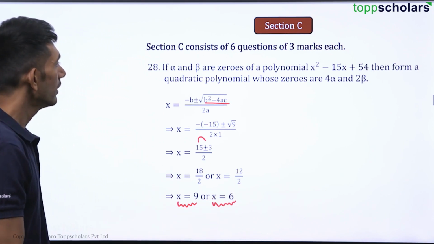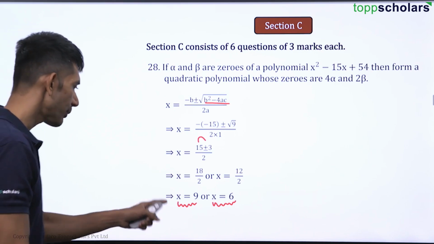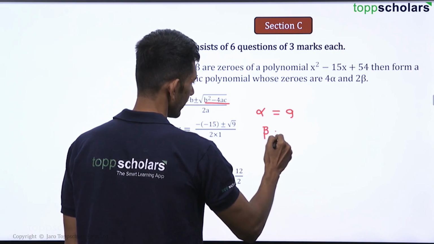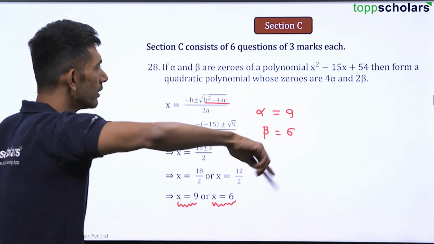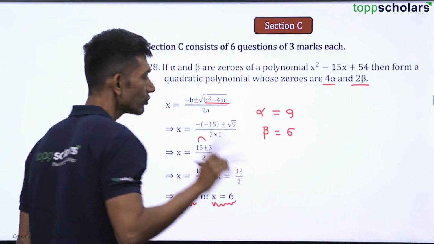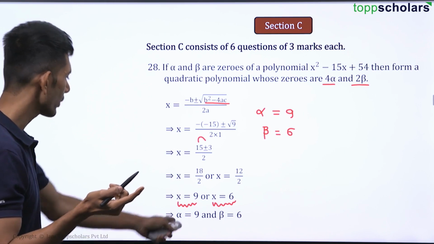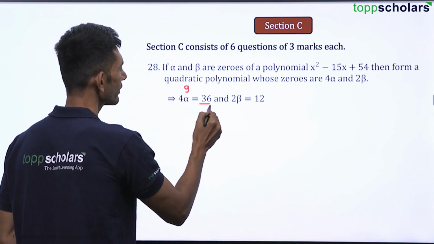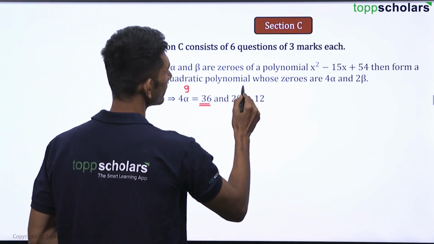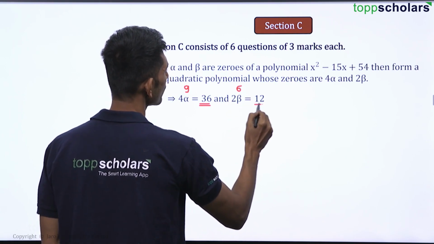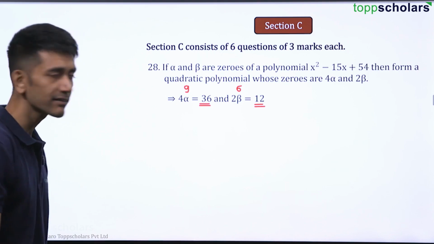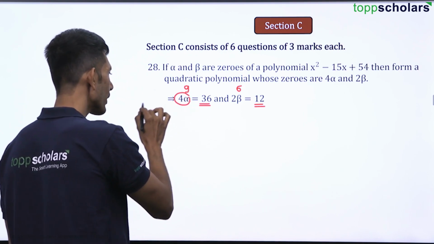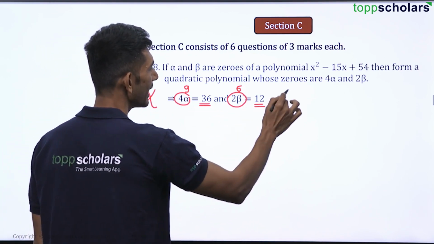Correct? Now alpha and beta are the zeros of the quadratic polynomial. So basically alpha is 9 and beta is 6. But there is one more polynomial whose zeros are 4 alpha and 2 beta. So we need to find out 4 alpha. So 4 alpha is 4 into 9, which is 36. And 2 beta is 2 into 6, which is 12. So 4 alpha is 36 and 2 beta is 12. Now this 4 alpha will be like your new alpha, and 2 beta will be like your new beta.